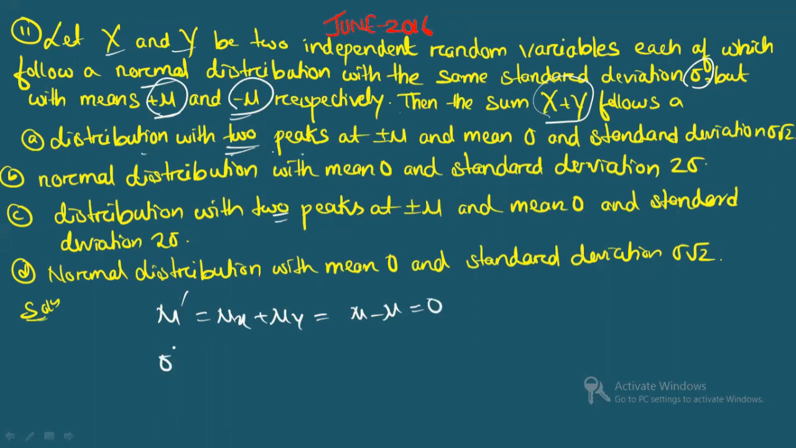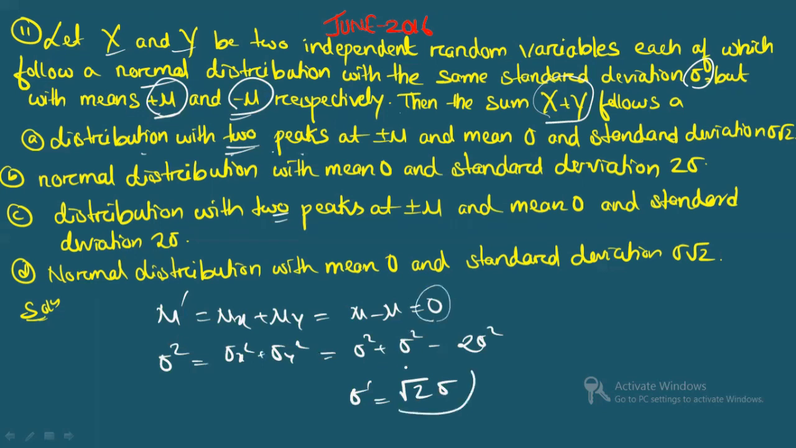Next, you see the variance, sigma square. Variance is what? The square of the standard deviation. So you can write sigma x square plus sigma y square, right? So it is sigma square plus sigma square, so it's 2 sigma square. And the standard deviation for x plus y, directly you can write sigma prime equals root 2 sigma. That means it is a normal distribution with mean 0 and standard deviation sigma root 2. So the correct option is option D.